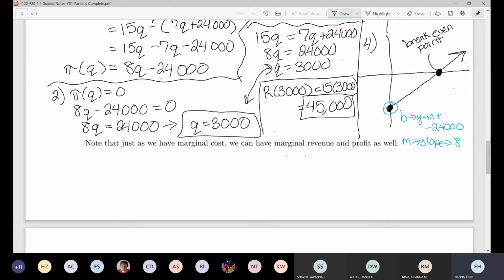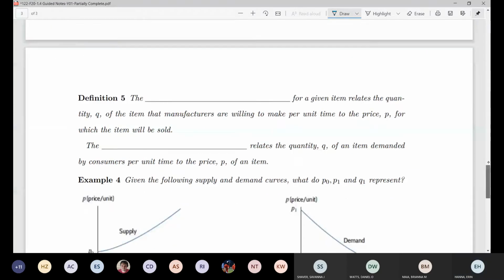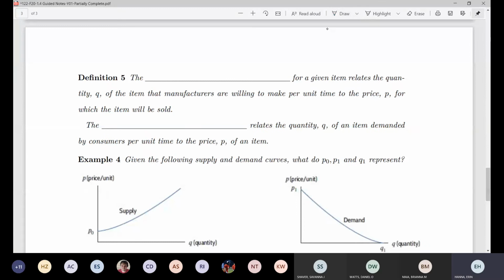Okay, this is a little tidbit. All right, some new definitions.